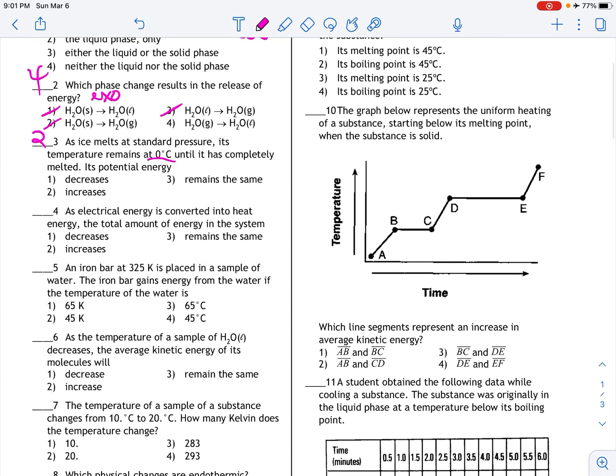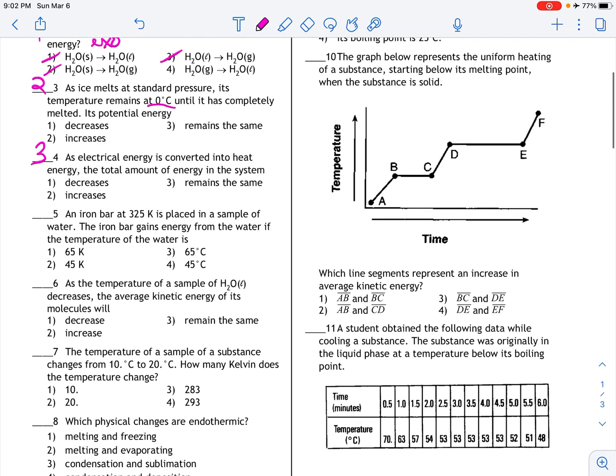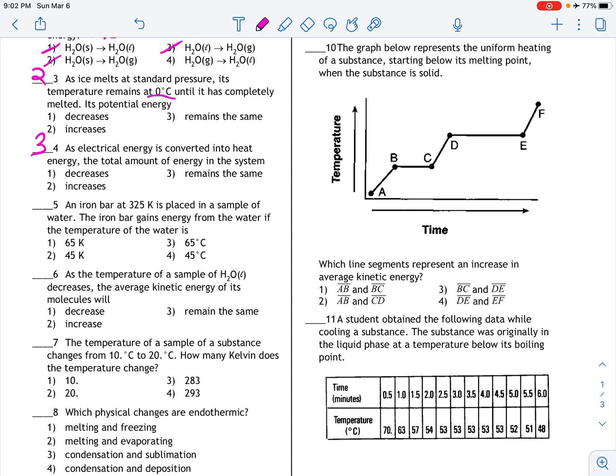Number four, as electrical energy is converted to heat energy, what happens to the total amount of energy? That's the law of conservation, which states energy cannot be created or destroyed. An iron bar at 325 Kelvin is placed in a sample of water. The iron bar will gain energy from the water if the temperature is, okay, so you should remember that heat flows from hot to cold.